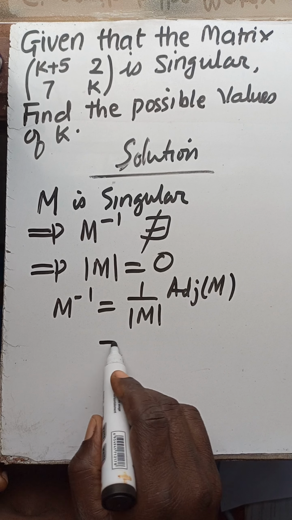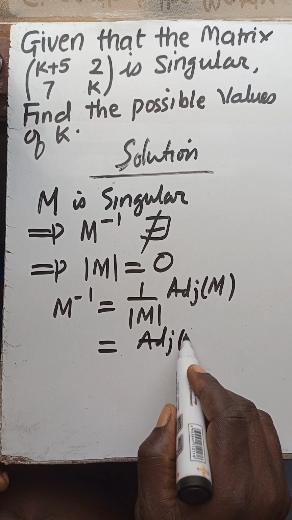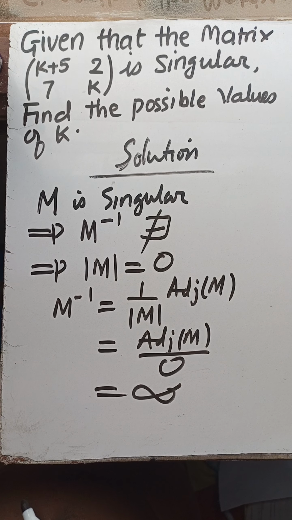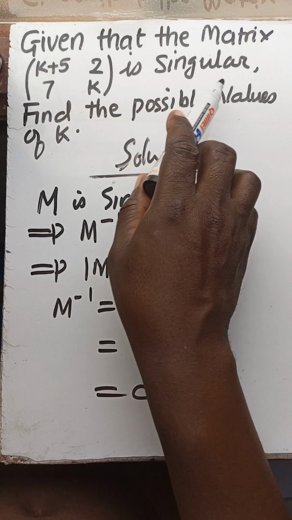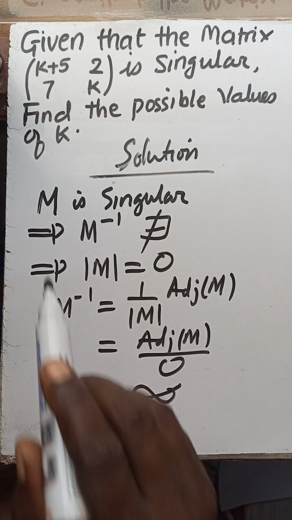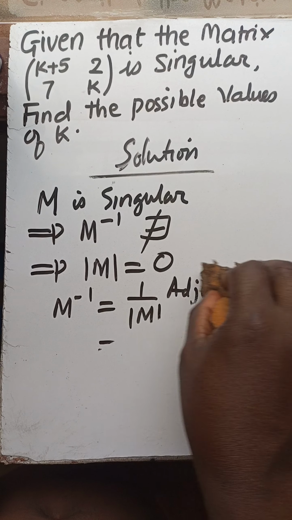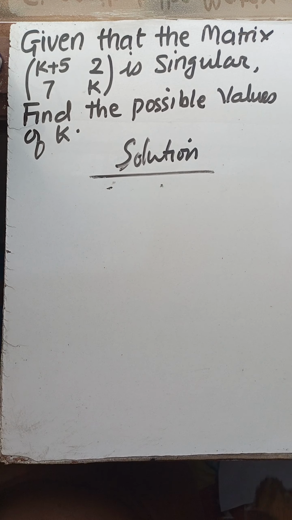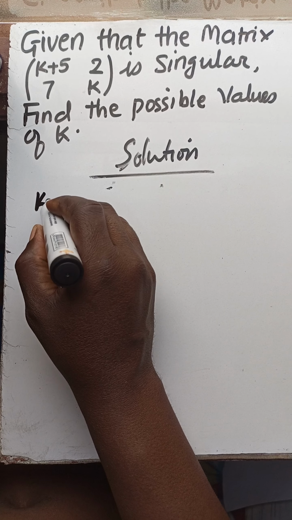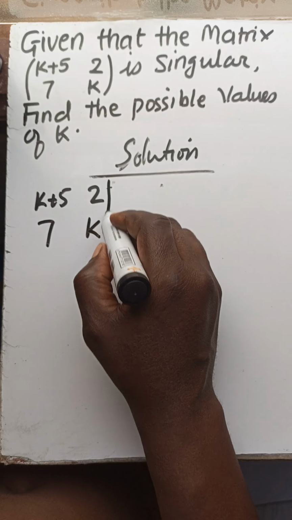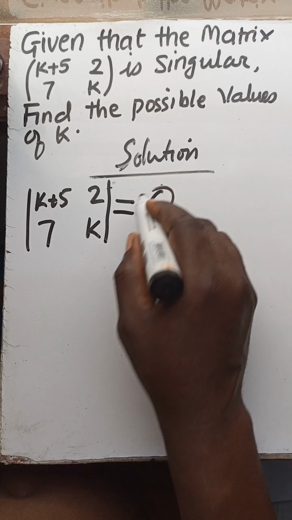So if the determinant is 0, it therefore means that we'll be dividing the adjoint of that matrix by 0, and dividing by 0 is impossible in mathematics. It therefore means that if this matrix here is singular, then we expect that its determinant must be 0. Now, with that notion in our mind, we use that notion to calculate the values of k. So the matrix k plus 5, 2, 7, k is singular. Therefore, the determinant must be 0.